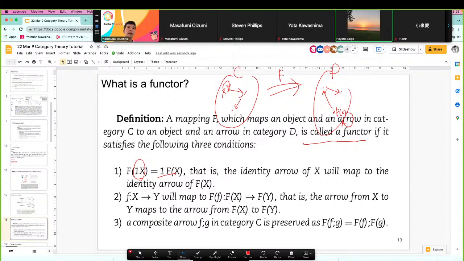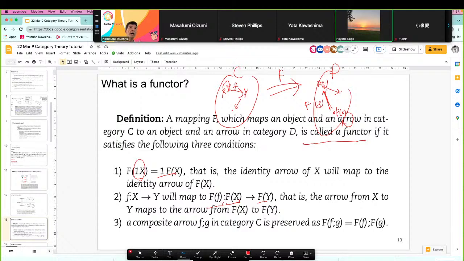And then the second condition is that if there is an arrow from X to Y, let's say here, then that has to also map to a relation between F of X and F of Y. So if X maps onto here and then Y maps onto here, then this arrow has to correspond to what this small f is mapped to by this capital F.